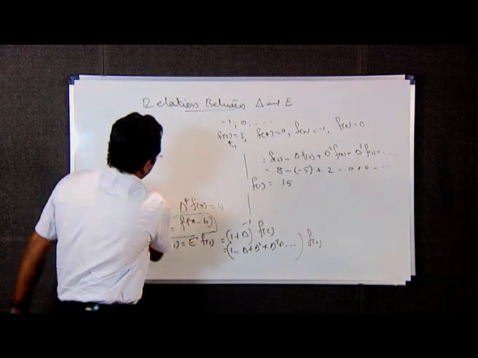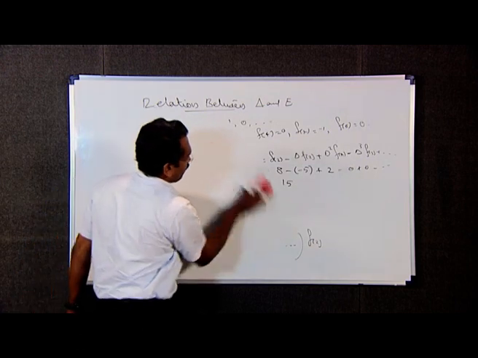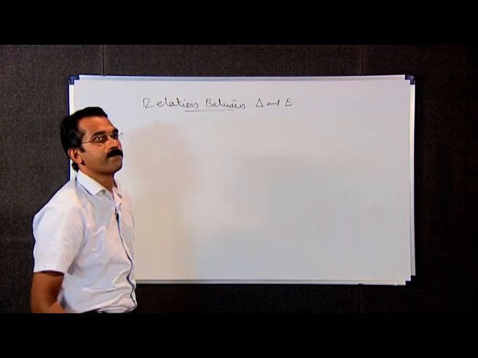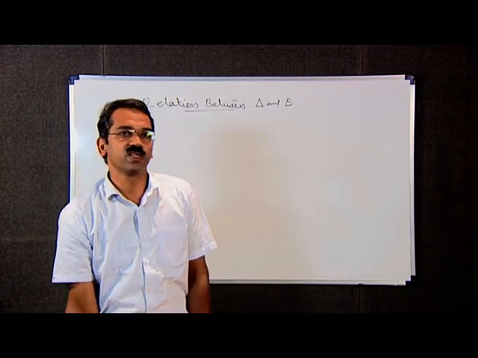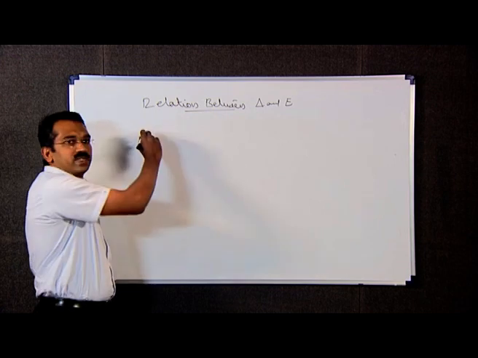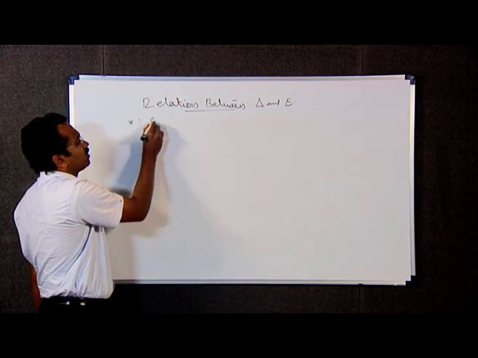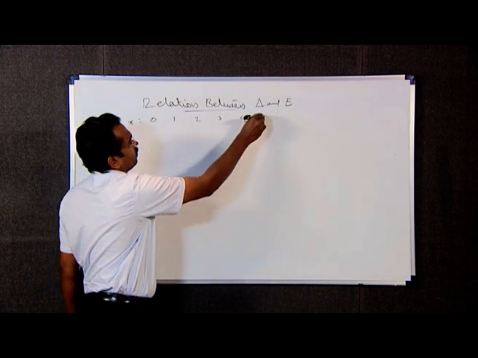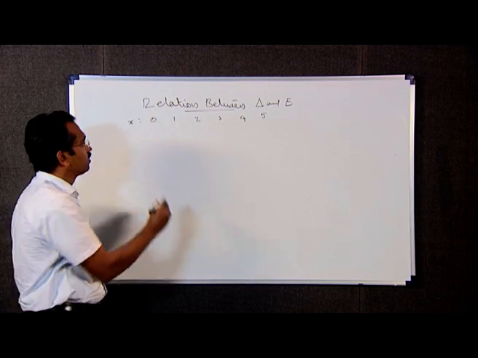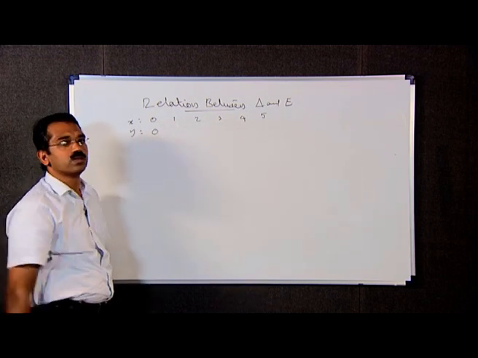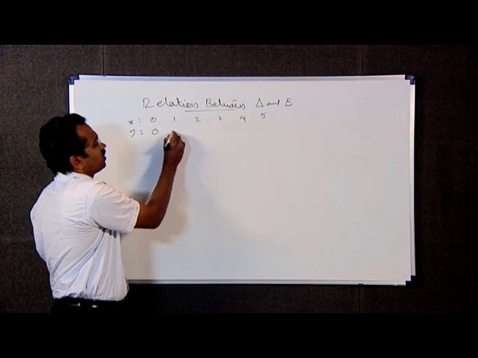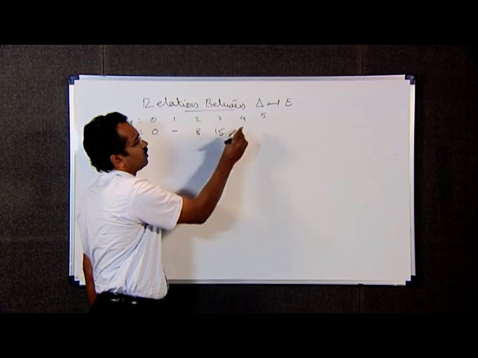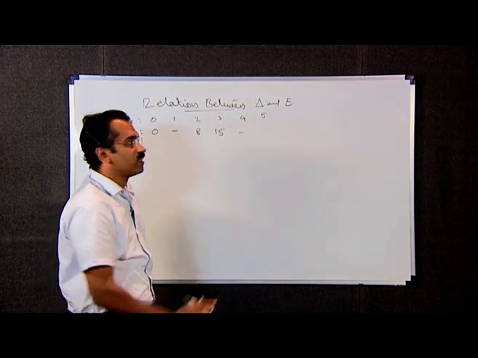The problem is to interpolate the missing entries of the given data. The values of x are 0, 1, 2, 3, 4 and 5. And the corresponding y values are 0, this entry is missing, 8, 15, this also missing, and 35.